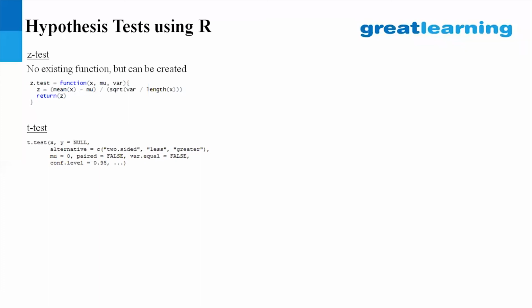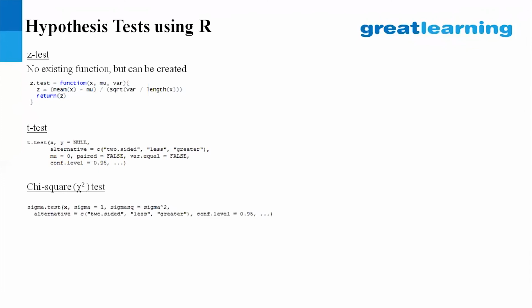If you're doing a paired test, like we saw in one of the cases, put paired equals true, otherwise the default value is paired equals false. And mu equals 0 is the mean that you're trying to test, that is the hypothesized mean. So using this function, you can perform the t-test in R.